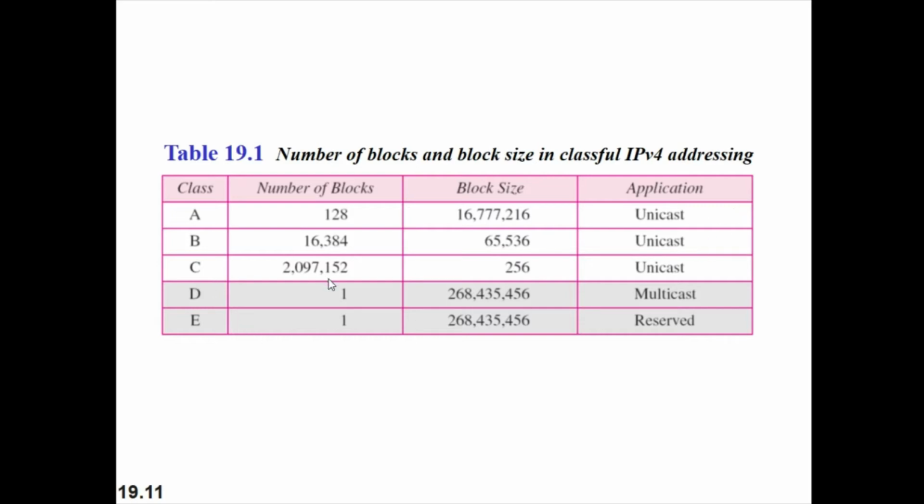For class C, we have 2,097,152 blocks, and the block size is 256, also for unicast. For class D and E, the number of blocks is equal to 1, and the block size is equal to 268,435,456. Class D is for multicast, and class E is for reservation. So these are the categories of class A, B, C, D, and E.